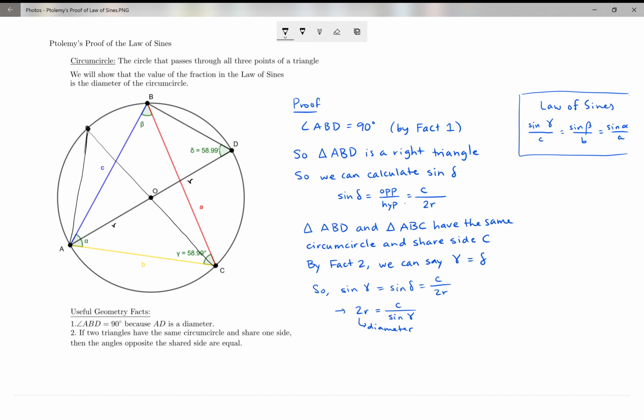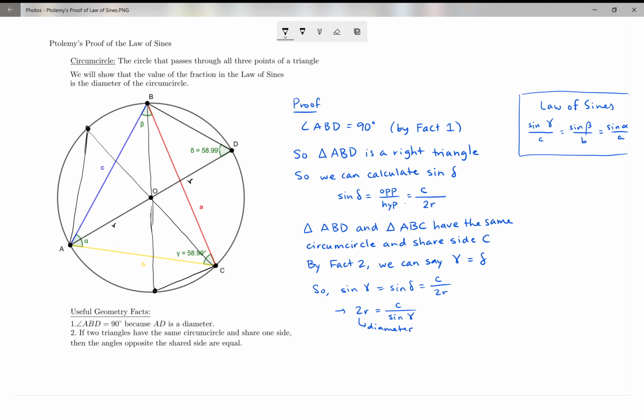And then if we wanted to find the fraction for alpha, we would do the same thing, but with a triangle BCD. So we would take that side a, and we would draw another side from B through O. That's crooked. Let's do that again. B to O, all the way to the other end of the circle so that it's a diameter. And then we would create the triangle with the point where it hits.